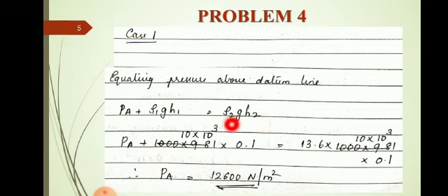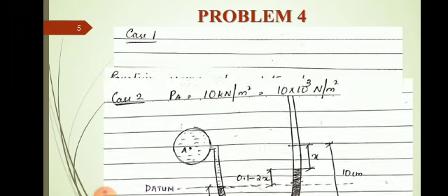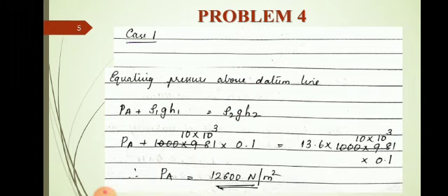So rho 2 is the density of mercury. Density of mercury, we know that the specific gravity of mercury is 13.6 multiplied by the specific weight of water, 10 into 10 raised to 3. So 13.6 into 10 into 10 raised to 3 will give you rho 2 g, and H2 value is 0.1 meter. So equating the two, you will get the value of Pa as 12600 Newton per meter square, or it is 12.6 kilonewton per meter square. So this is the first part of the question.